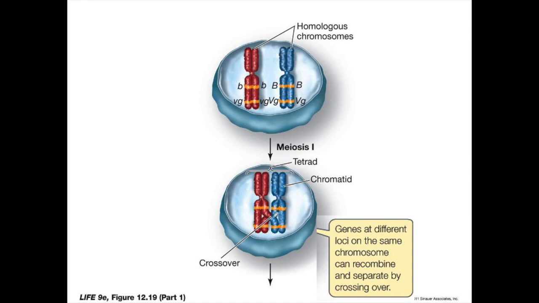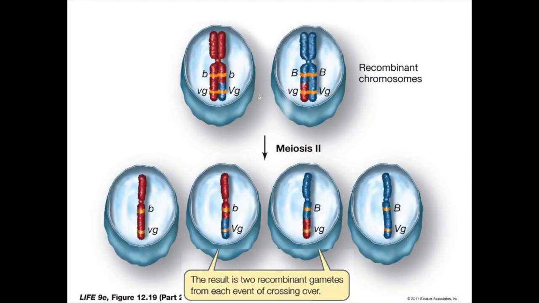Except you can get a crossover between those two genes. And if you get a crossover between those two genes, you can get a little b with a big vg and a big b with a little vg. And that's what Morgan saw with his experiment: genes on the same chromosome tend to stay linked together, but they're never completely linked because crossing over happens between them.